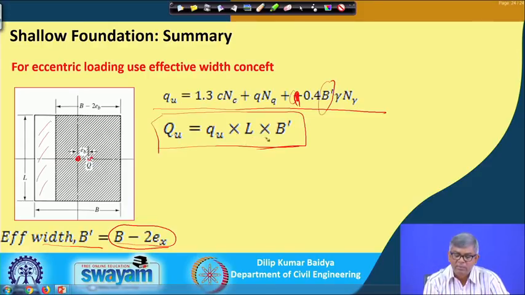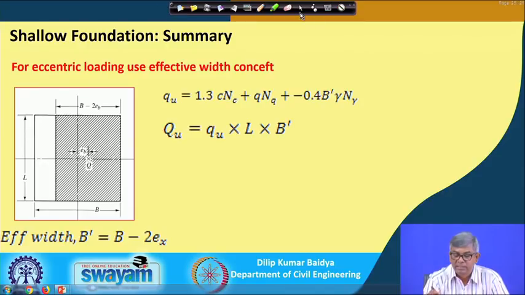Here actually the area of the footing becomes L effective multiplied by B effective if this is a two-way eccentricity. So, that is one way of taking care of eccentricity in footing while finding out the bearing capacity of the footing. This I have also shown with an example.